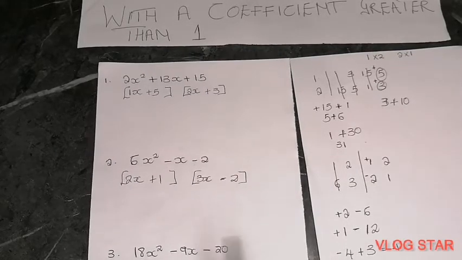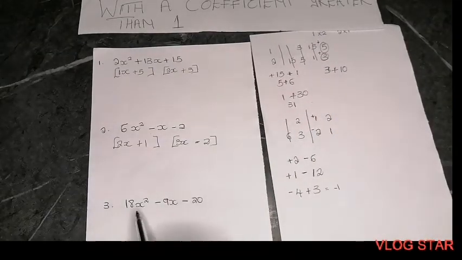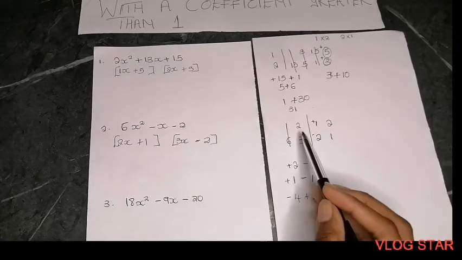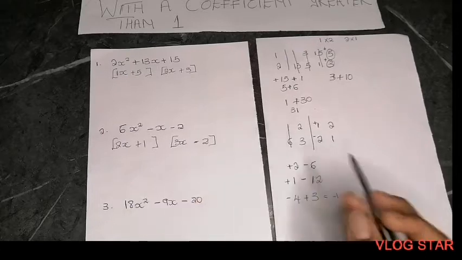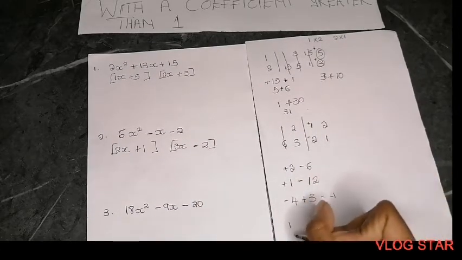Now we are moving on to question number 3. We are going to do the same thing. No matter if the number is too big or too small, we are going to use the same principle. So we have 18. Which numbers multiply to give us 18? We have 1 and 18.